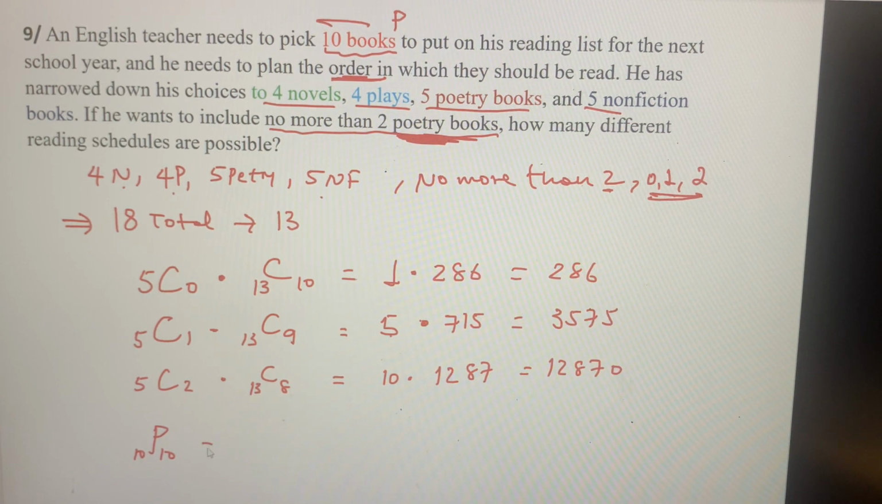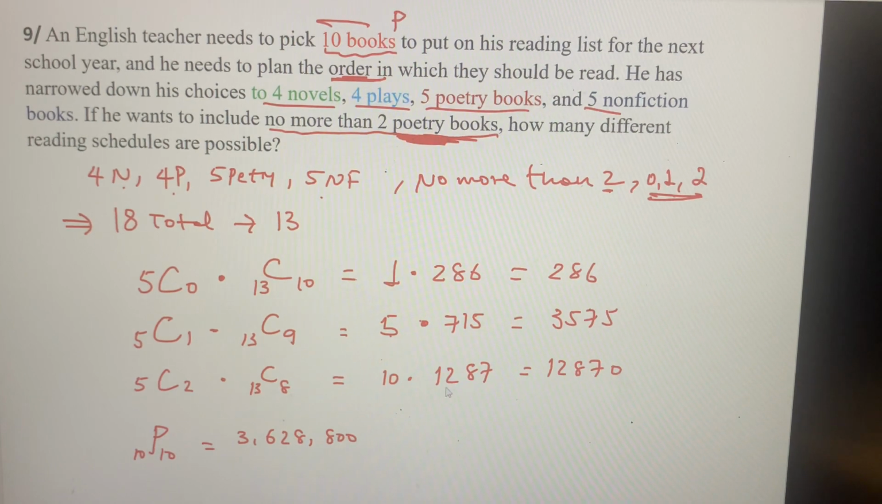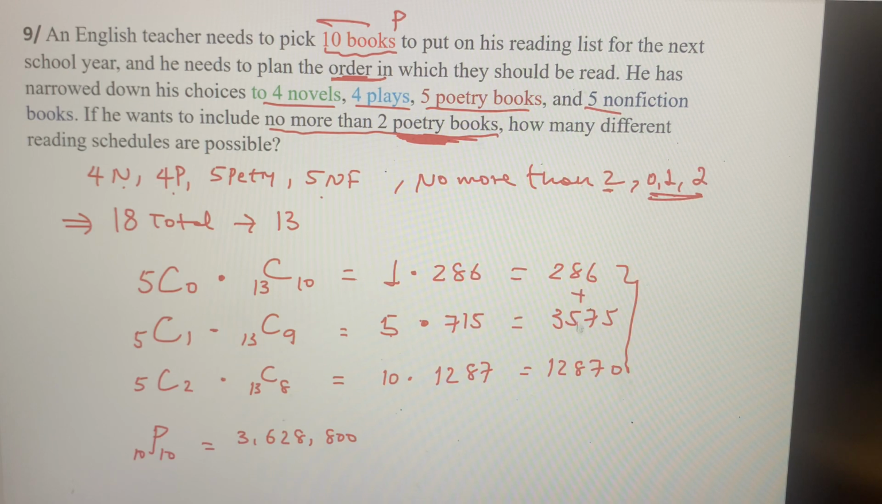And then what is 10 permutation 10? 10 permutation 10 is a big number: 3,628,800. Now what is the answer of this total? The total of this, adding them up, is going to give you about 16,731.